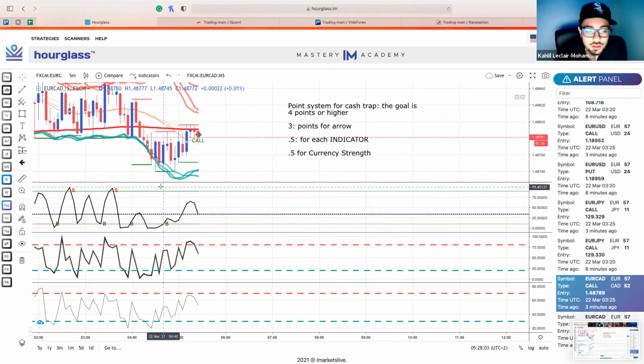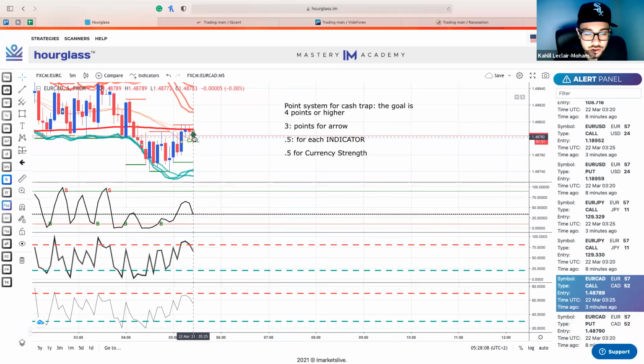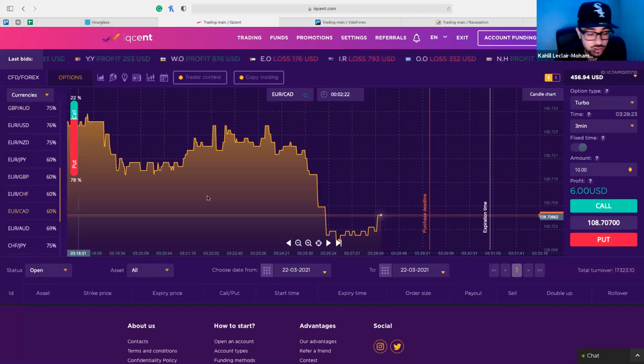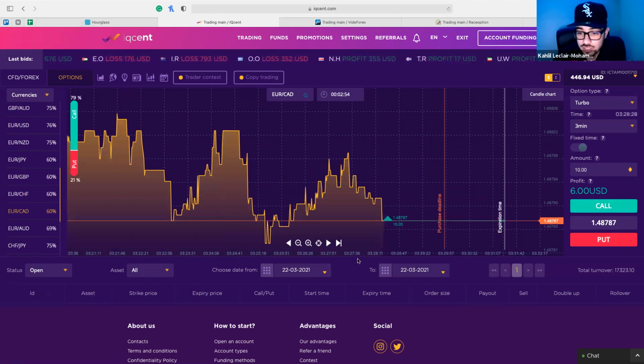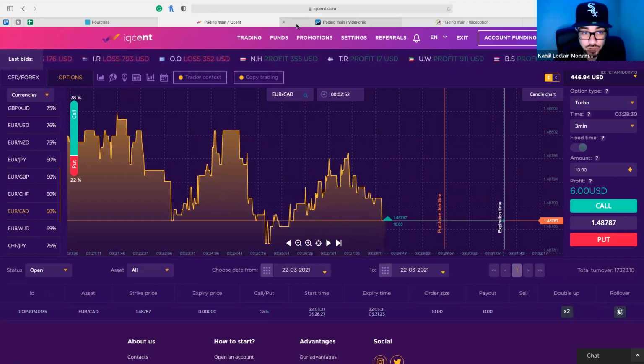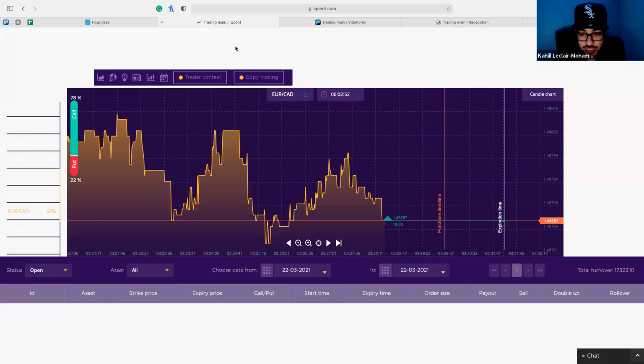Awesome. So the first point is you need to see an arrow. Now, obviously, guys, we see an arrow. So if I wanted to, I could go here. What trade is this? Euro CAD. I can go down to Euro CAD, and I can press a 3-minute call on Euro CAD because I got an up arrow. I can do that. But here's why that's an issue.